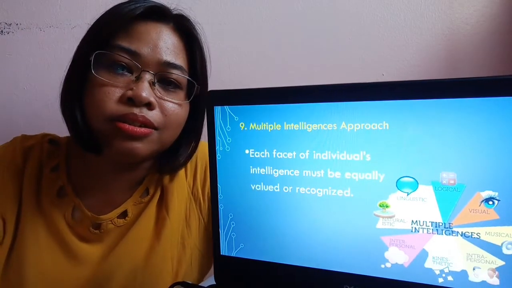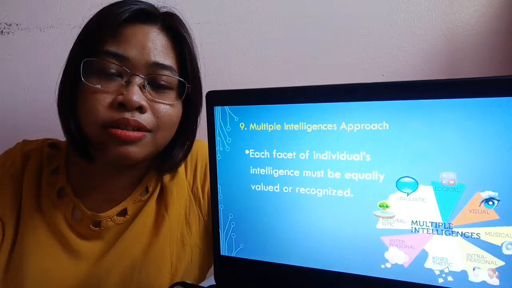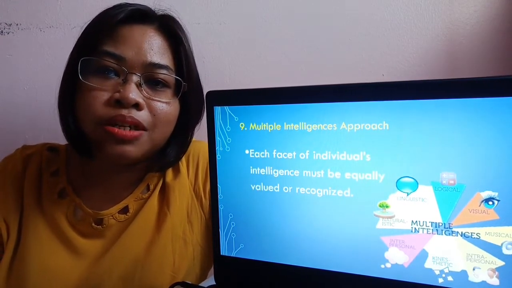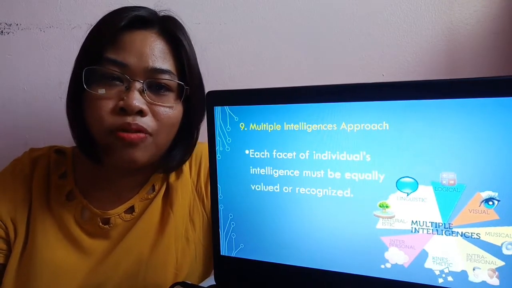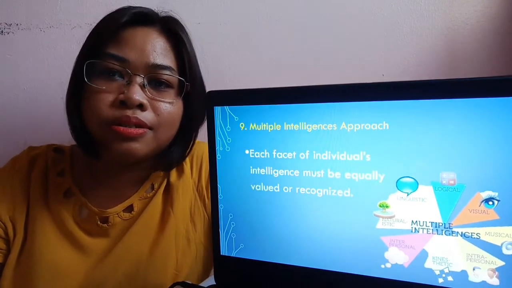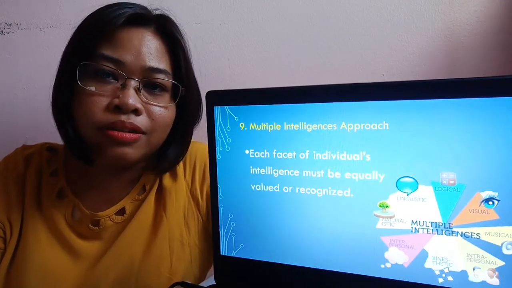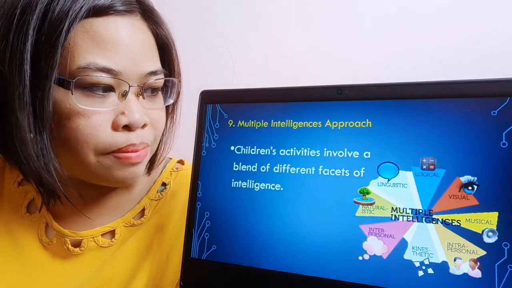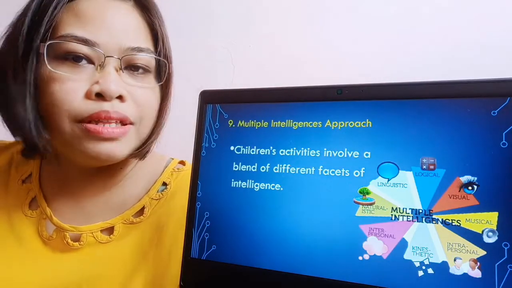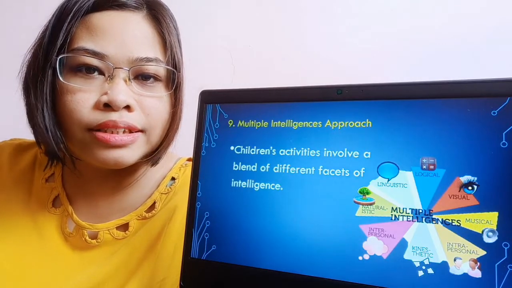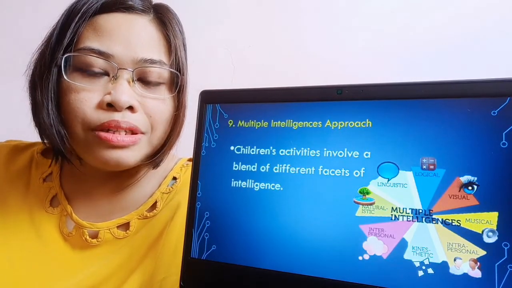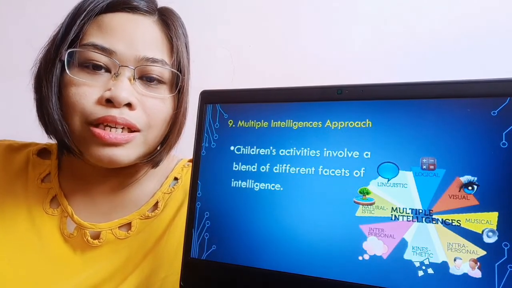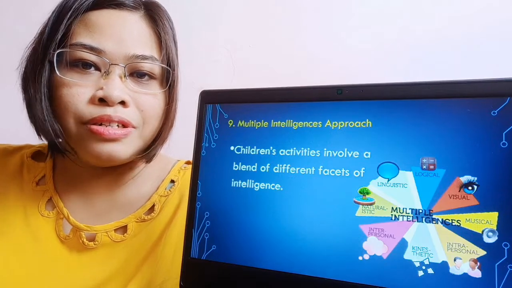This is very evident in our current basic education system, wherein students are being recognized not only in their academic performance but also with their different types of intelligences. Children's activities involve a blend of different facets of intelligences. Watching a video, for instance, may help teach not only the visual spatial learners but also the musical as well as the bodily kinesthetic learners.